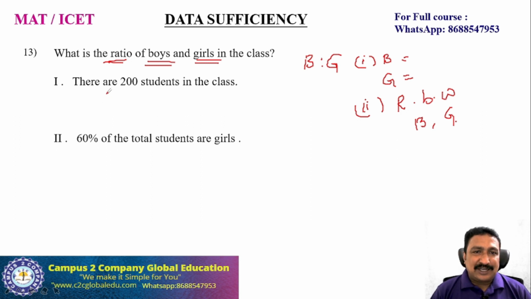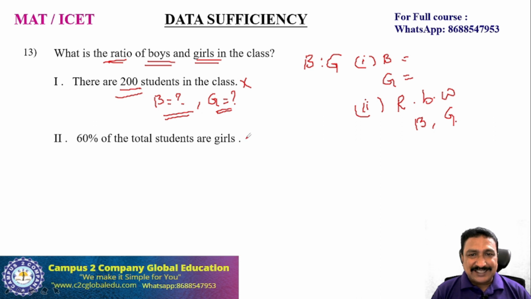Now look at the first statement. What is the first statement? There are 200 students in the class. There are 200 students in the class means, according to the first statement, we cannot say the answer because we don't know how many boys are there and we don't know how many girls are there. According to this statement, we cannot find the answer. So the first statement we can eliminate.